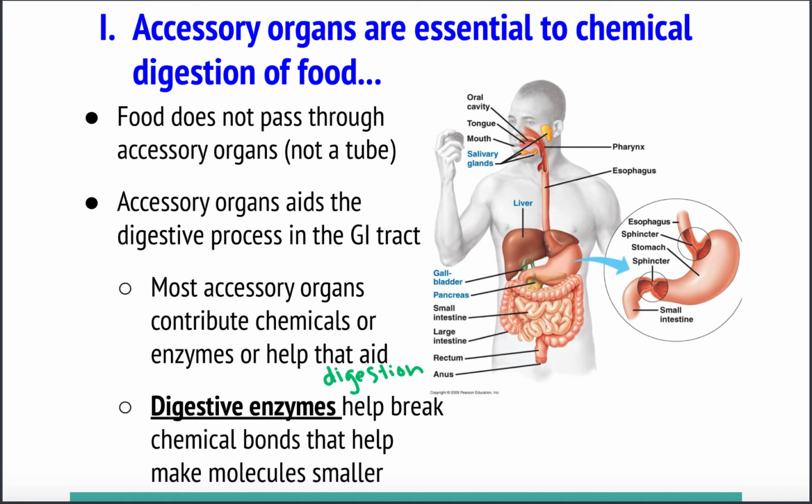Most accessory organs contribute chemicals or enzymes that aid digestion. When I talk about enzymes, I'm talking particularly about digestive enzymes, whose main job is to break chemical bonds in larger molecules to turn them into smaller molecules.